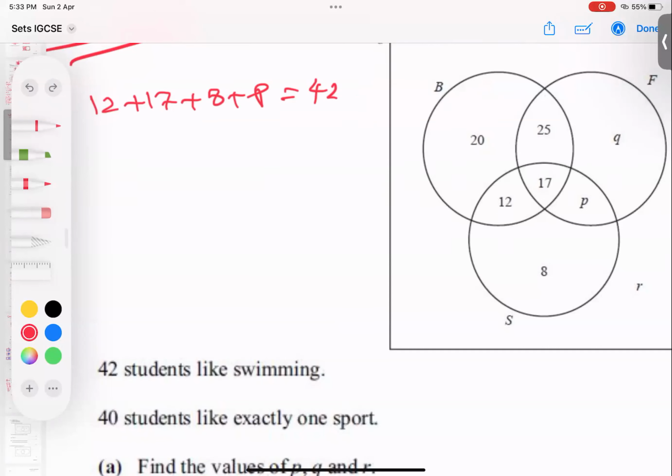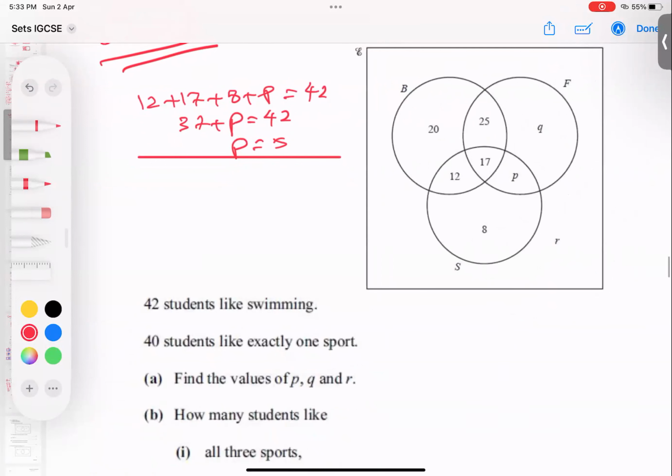So 12 plus 17 plus 8 is giving 37 students out of 42. So 42 minus 37 is 5. Alhamdulillah Rabbil Alameen, I think you got my point. So I got P in no time. Okay. Now line number 2, very important.